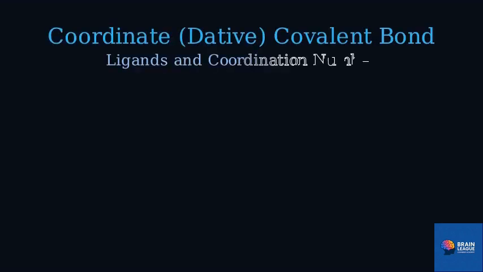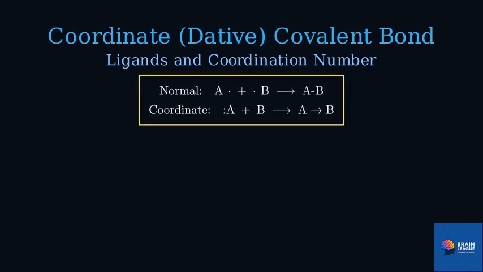Welcome! In this CBSE and NIOS aligned lesson, we will learn the coordinate, also called dative covalent bond, ligands, and coordination number. We will build intuition with clear pictures and step-by-step examples. Definition: in a normal covalent bond, each atom contributes one electron to the shared pair. In a coordinate covalent bond, both electrons of the bond come from the same donor atom. We use an arrow from the donor to the acceptor to show the direction of electron donation.